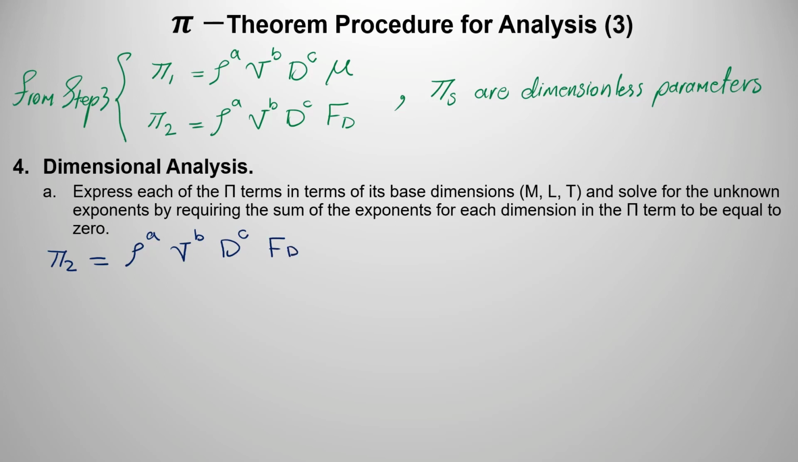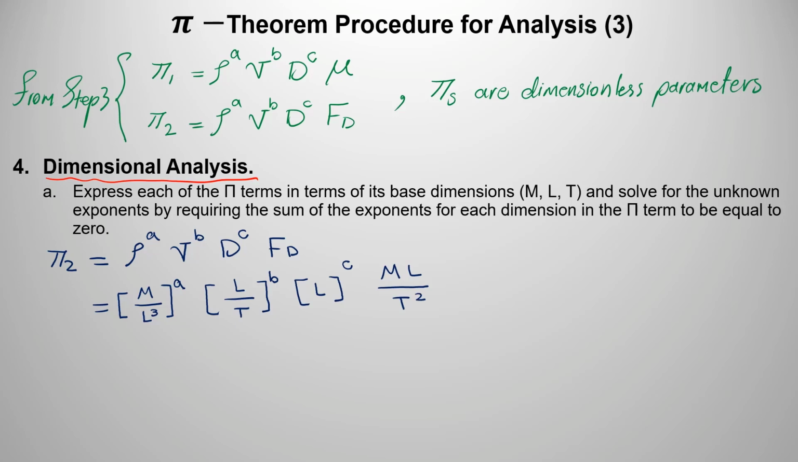Now, instead of rho, V, D, and FD, I'm going to insert their dimensions. So remember that it's called dimensional analysis. So I'm going to replace the dimensions of these into the equation. Dimension of rho is mass divided by length to the power 3, and the entire thing is to the power a. Dimension of velocity is easy. It is length divided by time. The entire fraction is to the power b, and dimension of D is L, and the entire thing is to the power c. And then finally, the dimensions of force F is M L divided by T to the power 2.